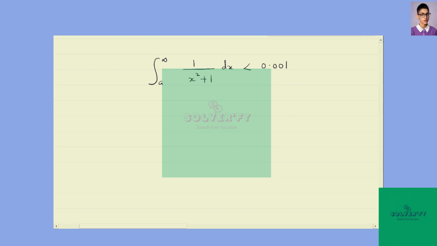In this lesson, we're looking at the value of a for which the whole of the integral is less than 0.01. So let's begin by looking at this part. In solving this, we will let x equals tan y.